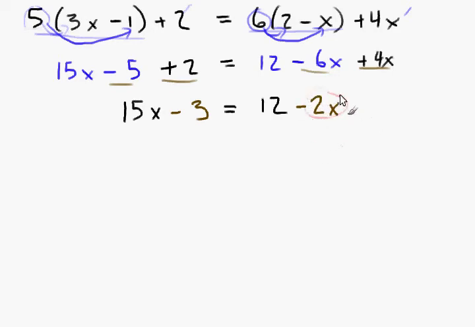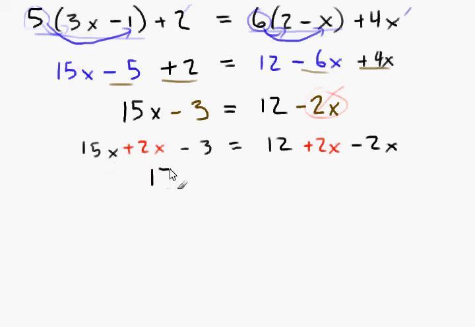Let's get rid of this instance of x. And we're going to do that by, just like we've been doing this entire time, adding 2x to it. And we're going to have to do that to the other side of the equation as well. So we'll fill in everything else around this. And then we'll simplify. 15 plus 2, that's 17x. And it's going to be equal to, well, those cancel out, so just 12.